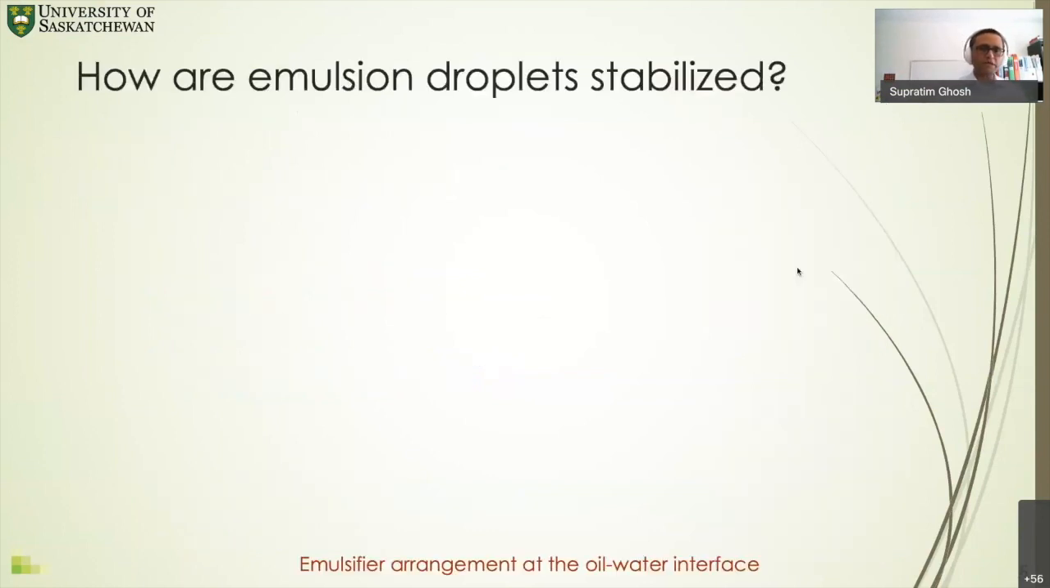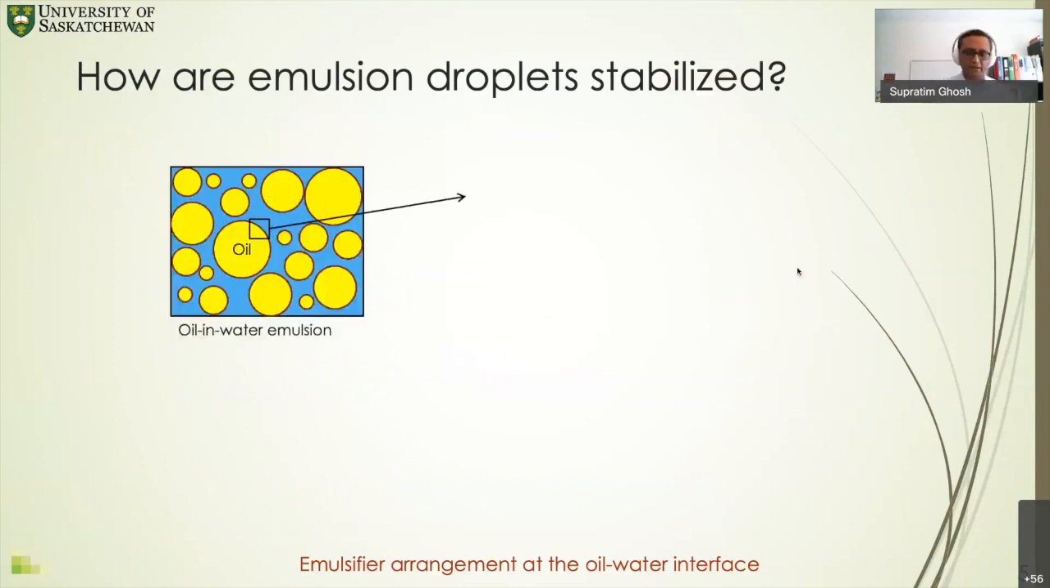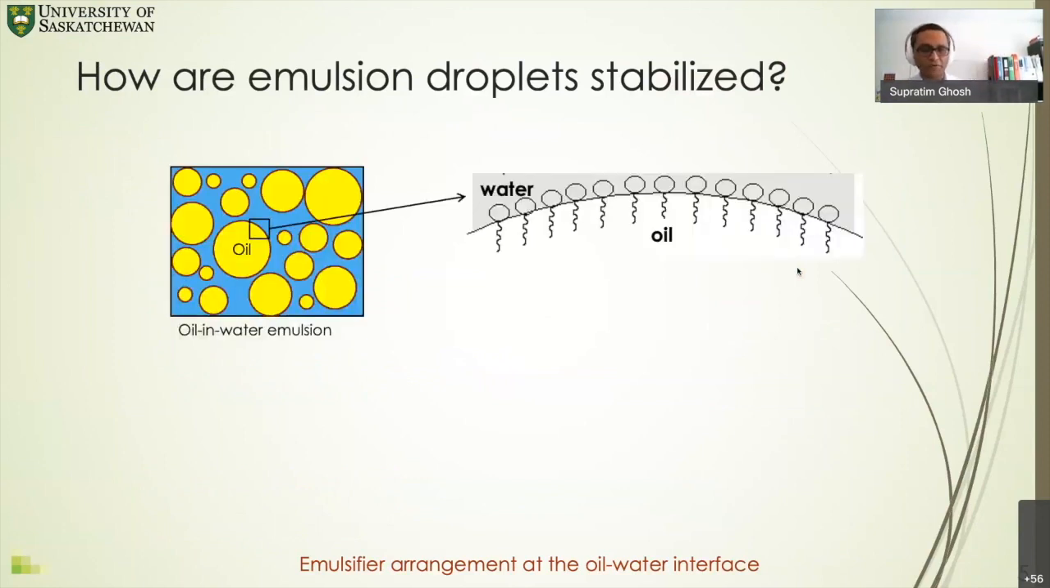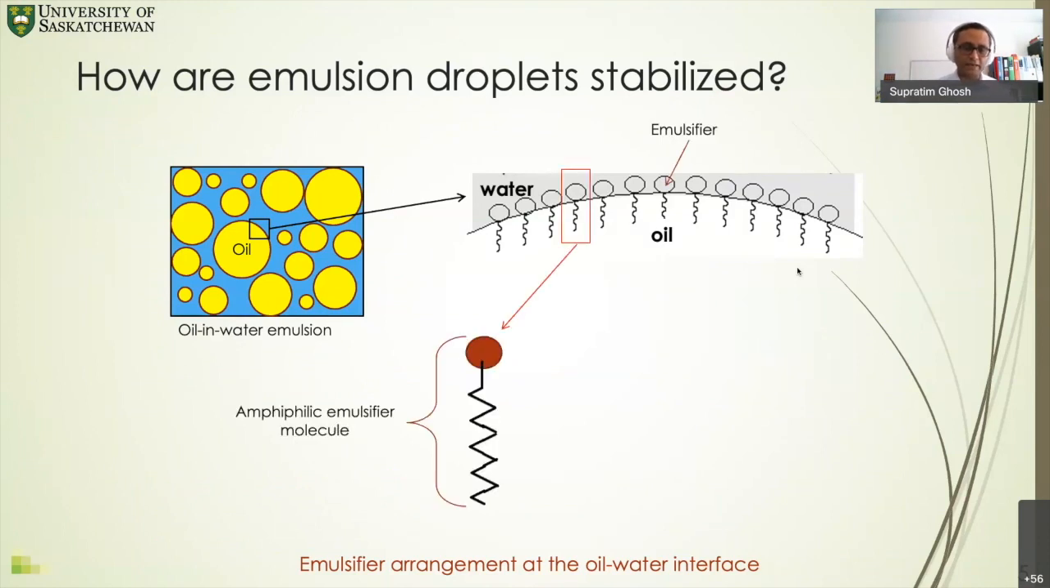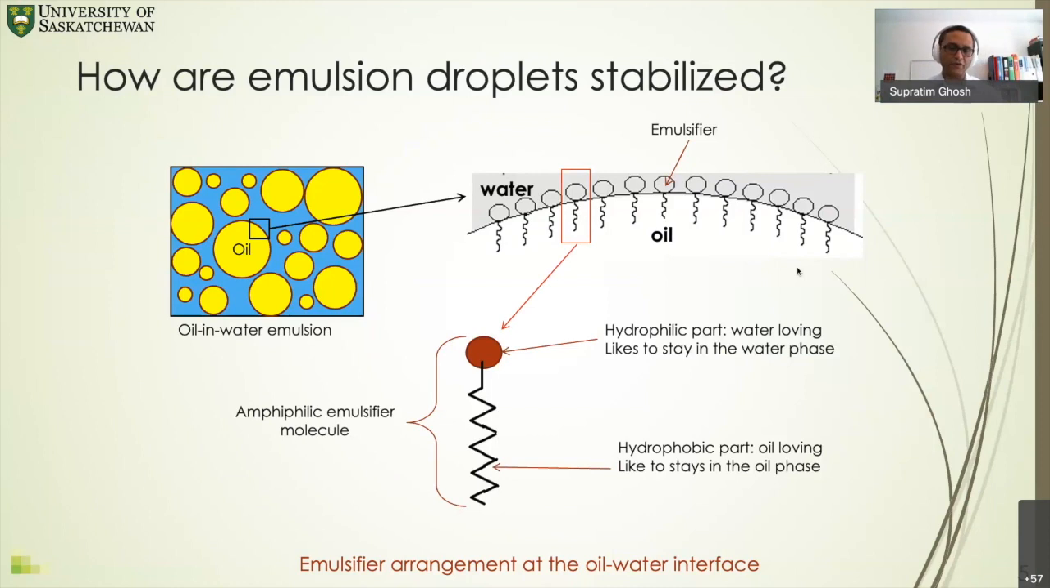Now, how are emulsion droplets stabilized? Again, I'm sure all of you know about this, but still, let's have a look. If we look at the interface, mostly the oil droplets are stabilized with an amphiphilic molecule called an emulsifier, and it has 2 prominent parts. One is the hydrophilic part, which is the water-loving part. It likes to stay in the water phase. And the hydrophobic part, the oil-loving part, likes to stay in the oil phase.